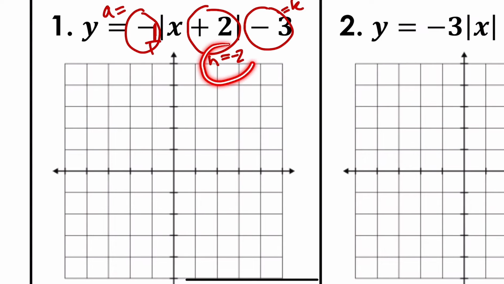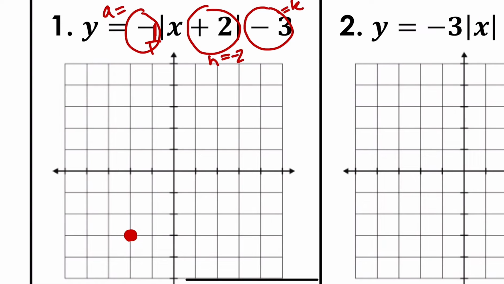So we said H is -2, and it moves side to side. K is -3, and it moves up and down. So let's start with our H here. We got -2. Okay, so I'm going to go over to -2, and then using my K, I'm going to go down 3. Right here. This is where our vertex is going to be. That is our starting point.